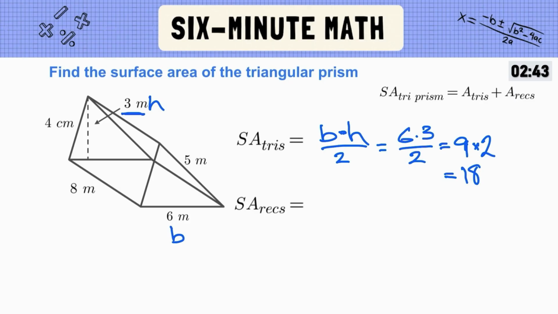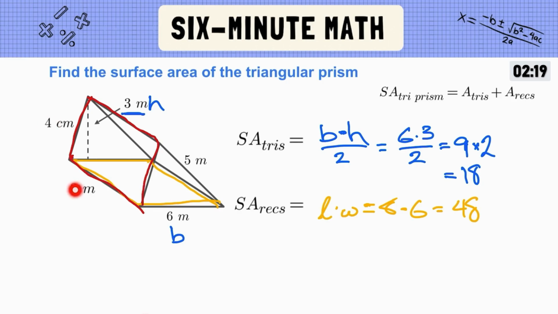And then I have 3 different rectangles here. So let's do the yellow one, which is my bottom. That's going to be 8 times 6. So all my rectangles are length times width. We have 8 times 6 is 48. Let's do the red one here. That one is going to be 4 times 8. So let's do 8 times 4, and that's 32.